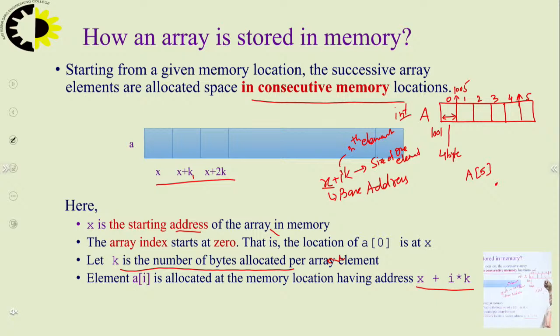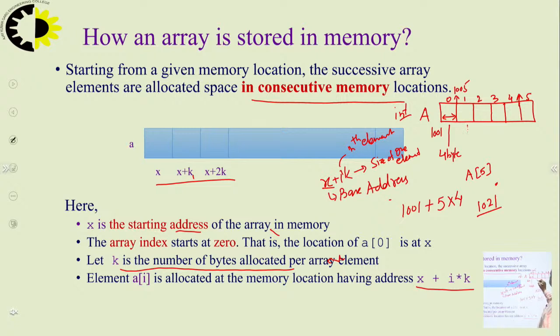0, 1, 2, 3, 4, 5. So I want to find out the address of A5. So what will be the address of A5? Anybody can answer in chat box if you can find out. So how to find out this? x is 1001 plus, what is the index? Index is here 5 into the size. Size of one element is 4. So we are adding 20. So that this will be 1021, the address of this.